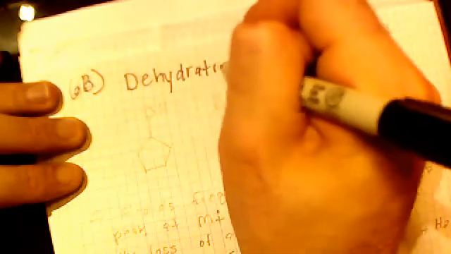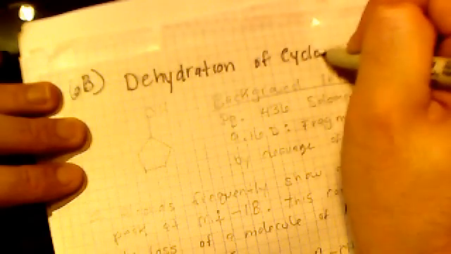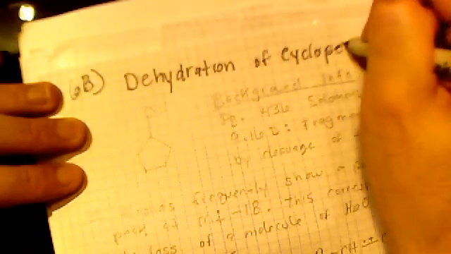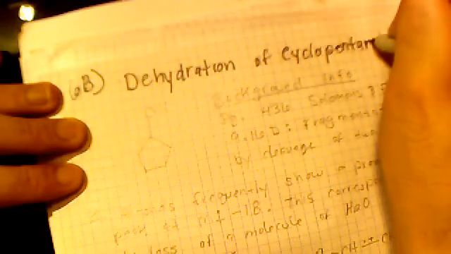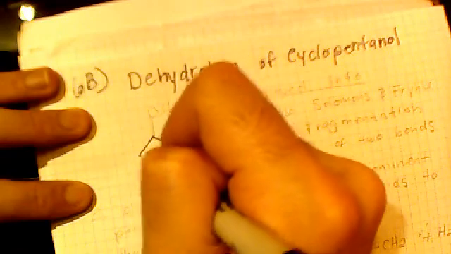Alright, so this is Wiley problem 6b. It's D. Okay. So 6b, and it is dehydration of cyclopentanol. Alright, so I just drew out the cyclopentanol molecule.